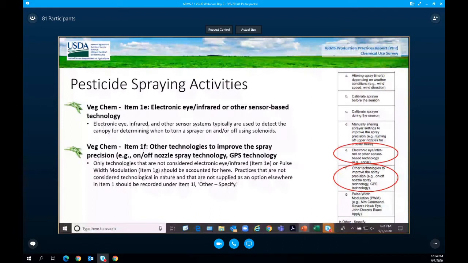So for 1E and 1F, 1F is more like GPS-based. Some people have GPS systems with auto steer and turning nozzles on and off based on a pre-programmed map sort of situation. So that's what we're trying to get at with those. That's going to vary heavily by crop. There may be some vegetable crops where growers are not even going to know what you're talking about with these. Other crops are going to say, oh, yeah, sure, I do that for everything. And that is one of the challenges with veg chem especially, is just the diversity of crops that we're talking about. But that's what these two technologies generally refer to.